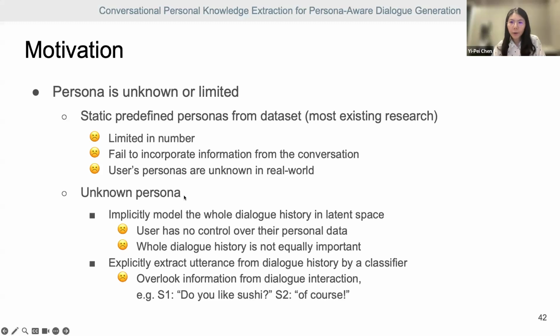On the other hand, modeling persona implicitly prevents users from managing their data, and the whole dialogue history is not equally important. Extracting utterances from the dialogue history will overlook information from the interaction, such as when S1 asks, do you like sushi? And S2 says, of course. But if you use utterance-level extraction, then the information that S2 likes sushi will be ignored.